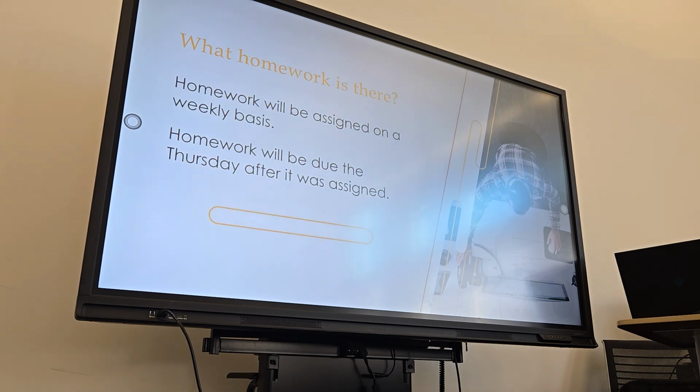Like I said, homework will be assigned on a weekly basis. Homework assigned this week will be due next Thursday, so you have at least 2 or 3 days to get it done. I'm going to try not to overwhelm you with homework, but generally there are 3 different ways people learn: visually, audially, and kinesthetically.